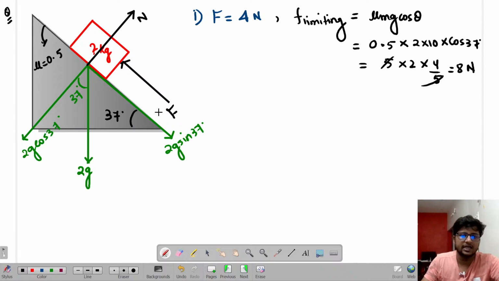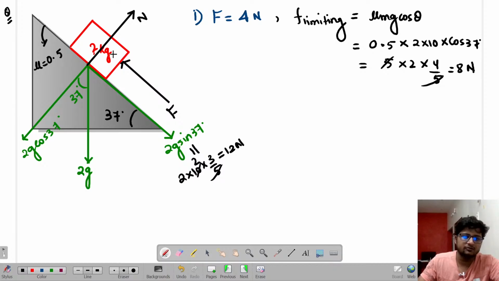Now, F limiting is 8 Newton, while F required to stop this, let's suppose I apply a 4 Newton force, and if I take 2g sin 37, how much is this? 2 into 10 into sin 37, 3/5. So this is how much? 3 into 4, that is 12 Newton. So look over here, this is 12 and this is 4.